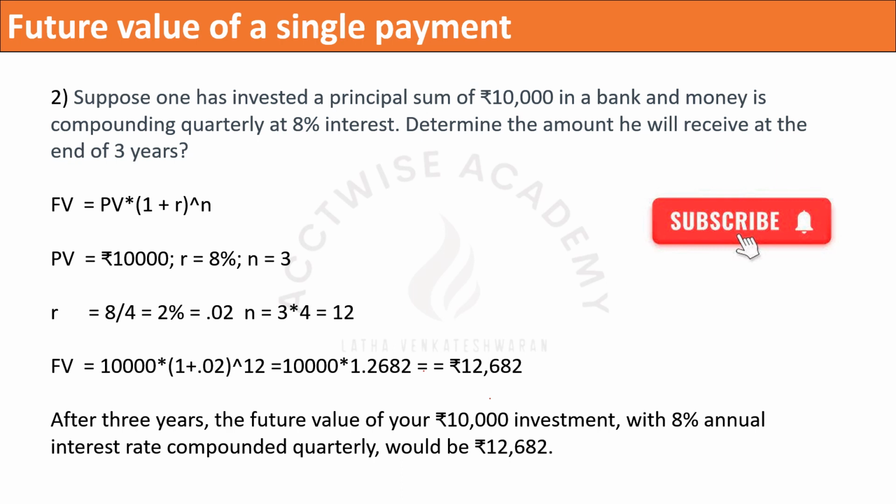Okay, what do you have to find? We have to find out the amount he will receive at the end of 3 years. So, we have to find out the future value. Formula for the future value is PV into (1 plus R) the whole power n. What is PV? PV is rupees 10,000. R is 8% and n is 3. But what have they told? They have told that it is compounding quarterly.